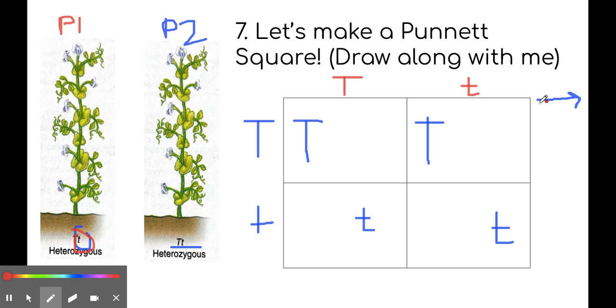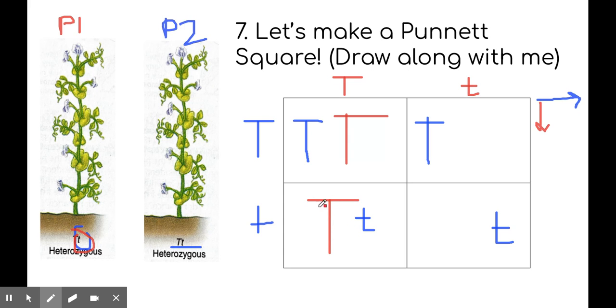Now we want to fill in for parent 1. We're going to go down. We start with capital T, and we go down. The reason I put this red one in front of the lowercase t is because we always write our genotypes with the capital letter first. So if we have our lowercase t, we bring it down and put it second, because we always put our capital T first. And it doesn't matter what order you put these lowercase t's in, because either way, you're still going to have a homozygous recessive genotype. Okay, so this is how we make a Punnett square.